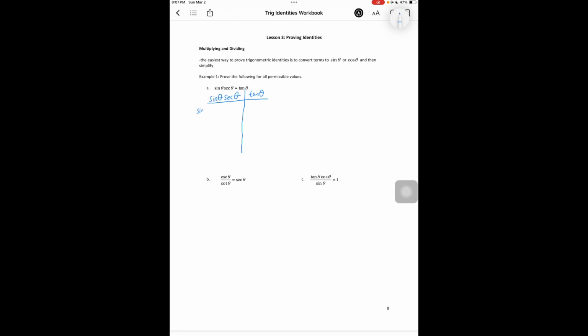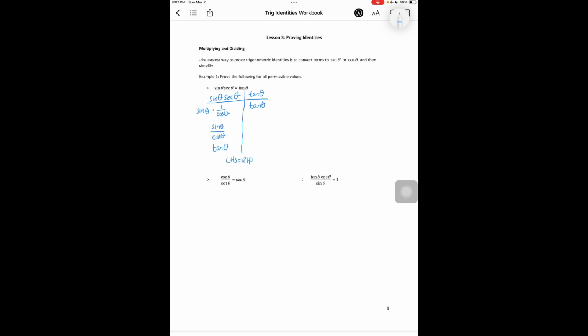So here, sine theta times secant theta, and secant theta is the same thing as 1 over cos. And then if you multiply this out, it's going to be sine theta over cos theta, and sine theta over cos theta is the same thing as tan theta. So here, tan theta equals tan theta, left hand side equals right hand side.